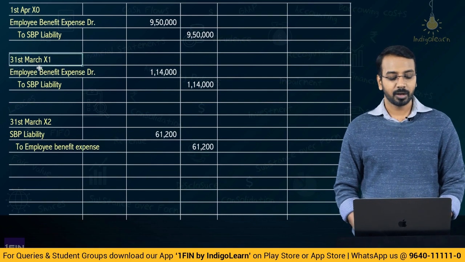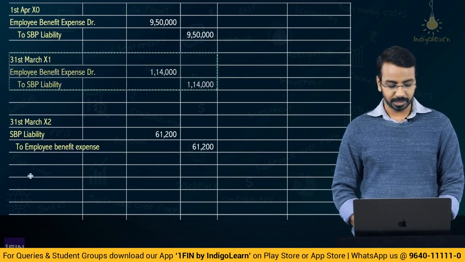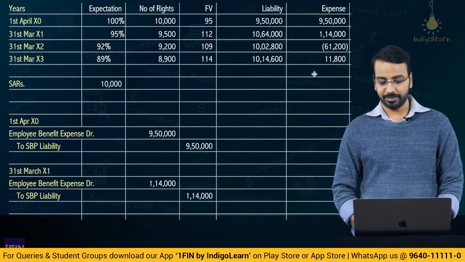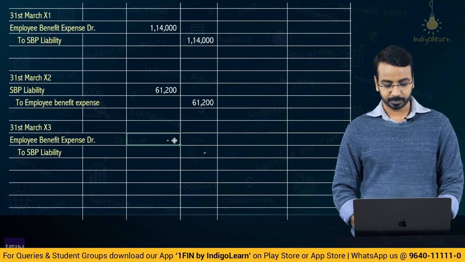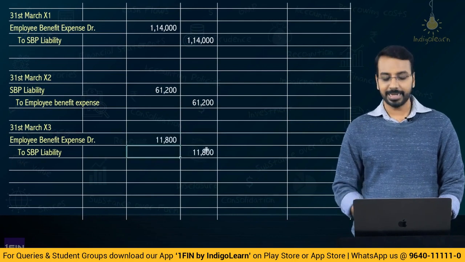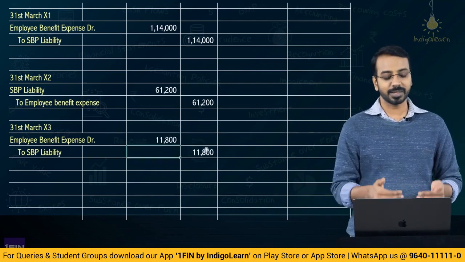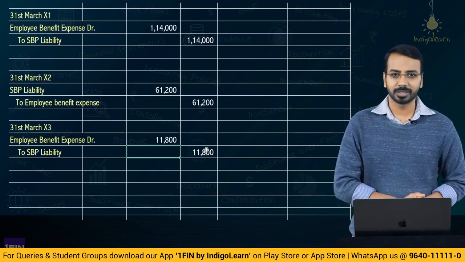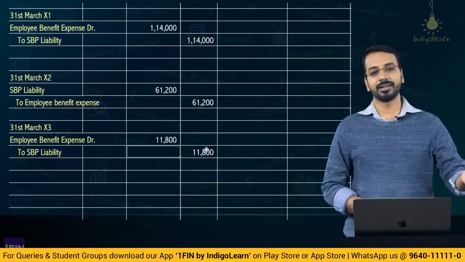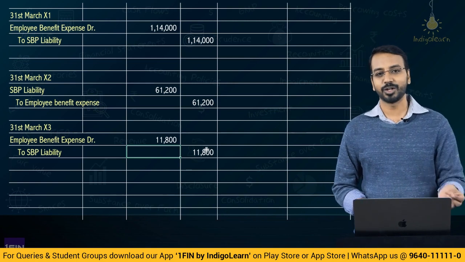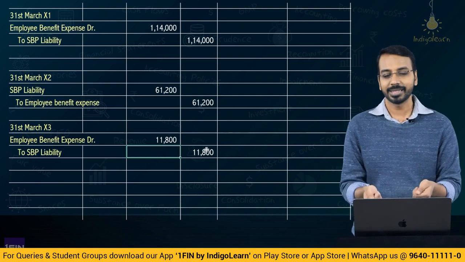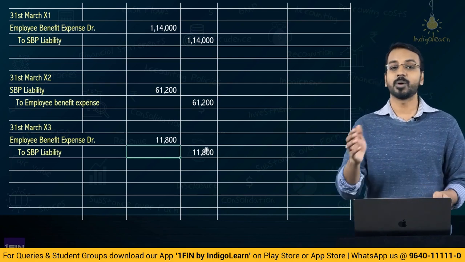And lastly, on 31st March of year 3, employee benefit expense debit, how much? 11,800 and 11,800. Now, these are the expenses which we have booked in each of the year. Now, what will happen on 31st March of year 3? All these employees who are entitled to 8,900 rights, they will come to the company and say, we have the rights, please pay us the amount. So, the amount has to be paid.